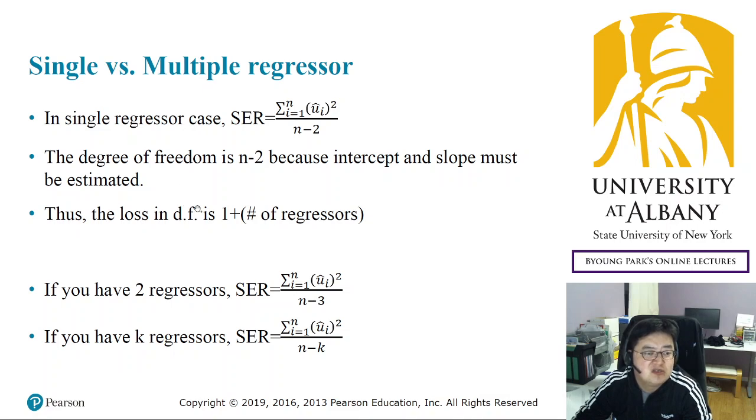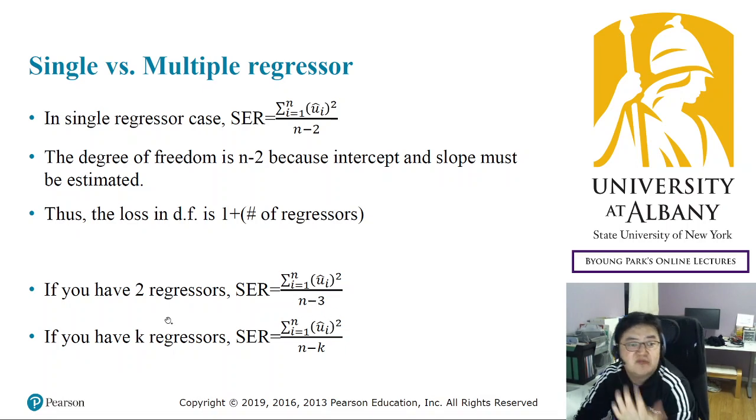So you lose degrees of freedom by 1 and number of regressors. So you had only 1 regressor, but you lose 2 because of the intercept. So 1 regressor means 1 slope plus intercept. And you can extend the idea naturally. So if you have 2 regressors, then you have to imagine two slopes and 1 intercept. So you have to subtract 3 from the number of observations.